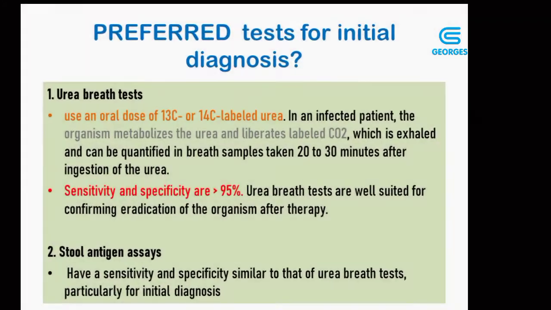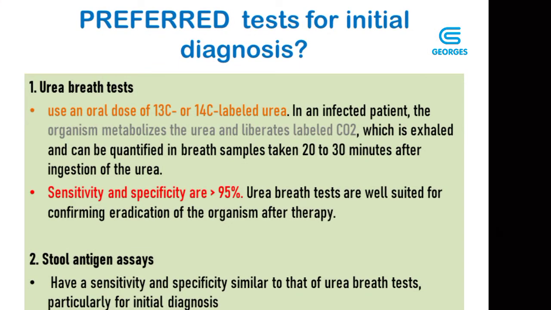Preferred tests for the initial diagnosis of Helicobacter pylori include the urea breath test, whereby an oral dose of 13C or 14C labeled urea is used. In an infected patient, the organism metabolizes the urea and liberates a labeled CO2, which is exhaled and can be quantified in breath samples taken 20 to 30 minutes after ingestion of urea.